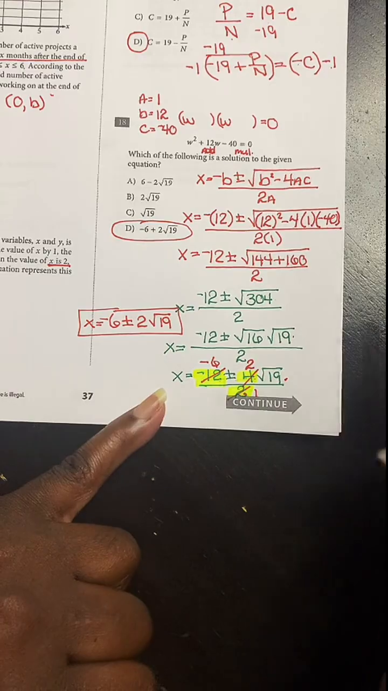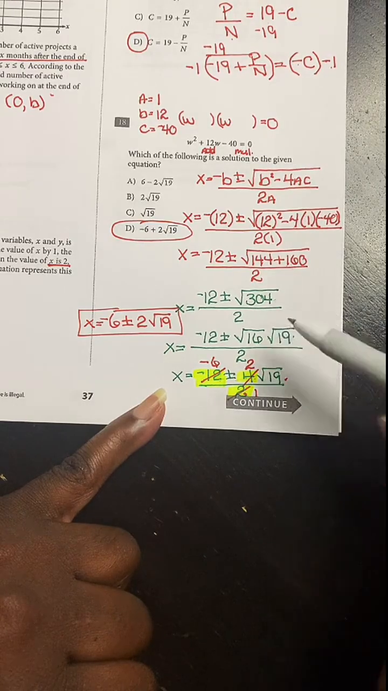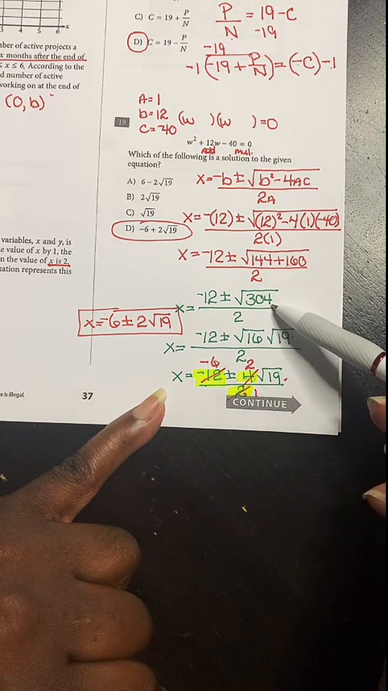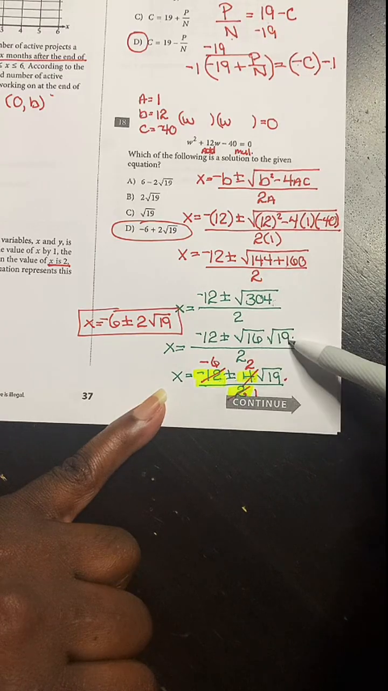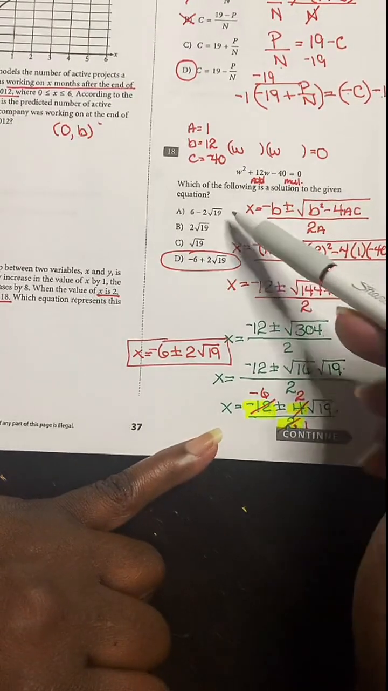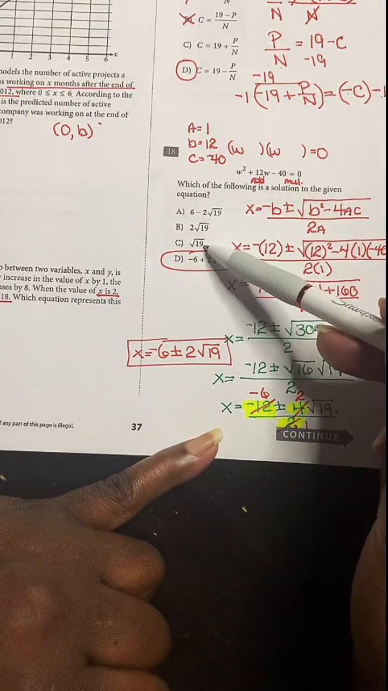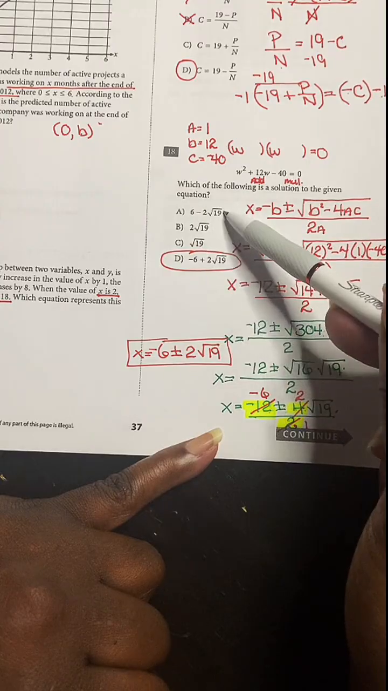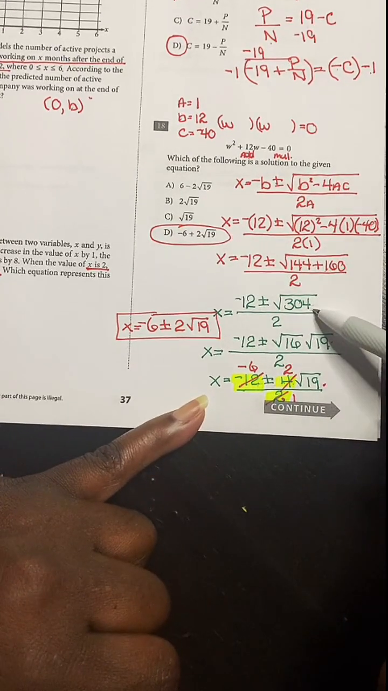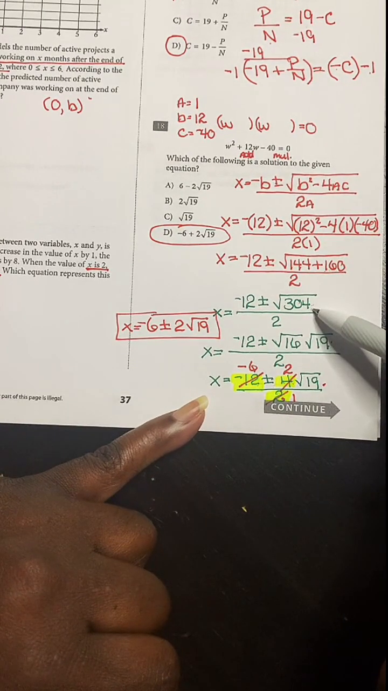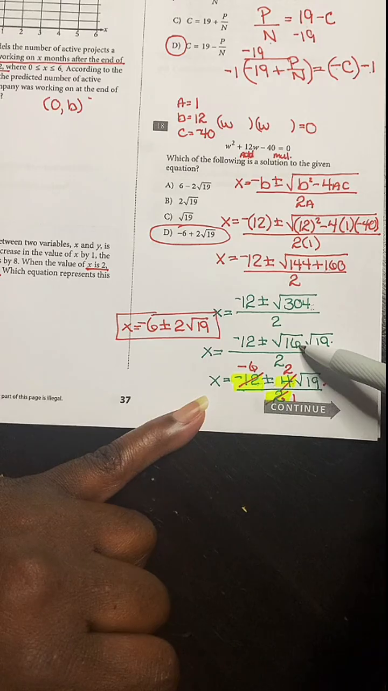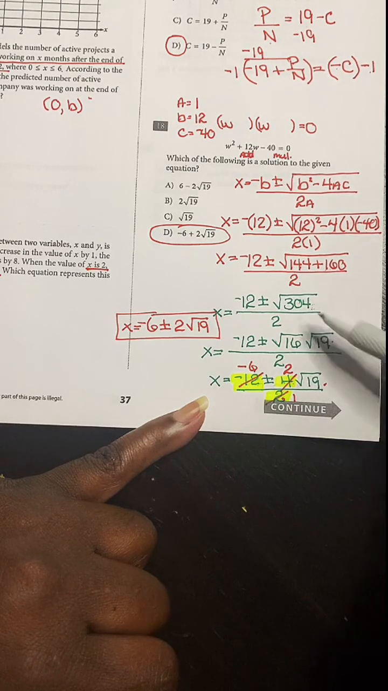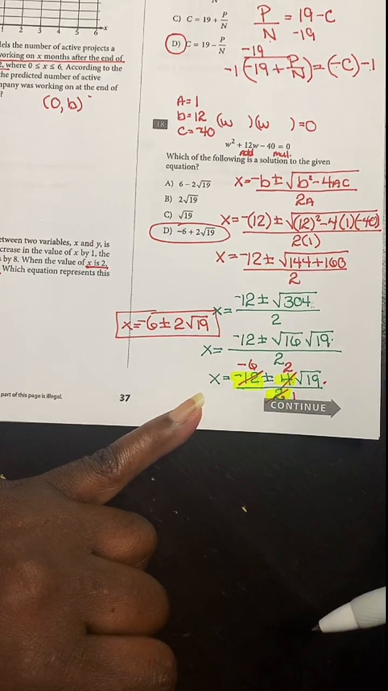How did I know to break it apart? You always want to see if you can break it down. Plus, it's an even number. Anytime it's an even number, you know you can break it down. The reason why I know to use 19 is because if you look at the answers, all of them have a square root of 19. So I just took the 304 divided by 19 to see if I can get a perfect square root, which I did. That's where the 16 came from, because 16 times 19 gives me 304.